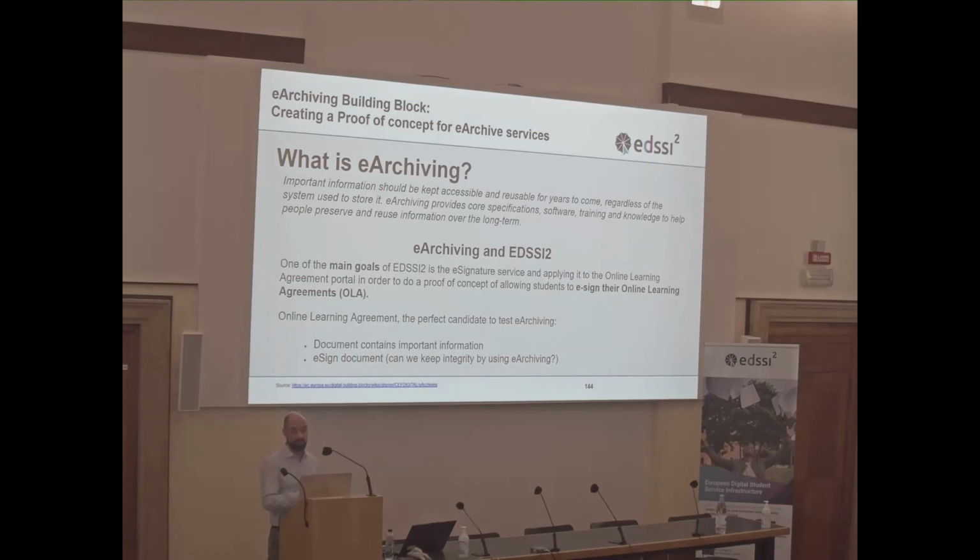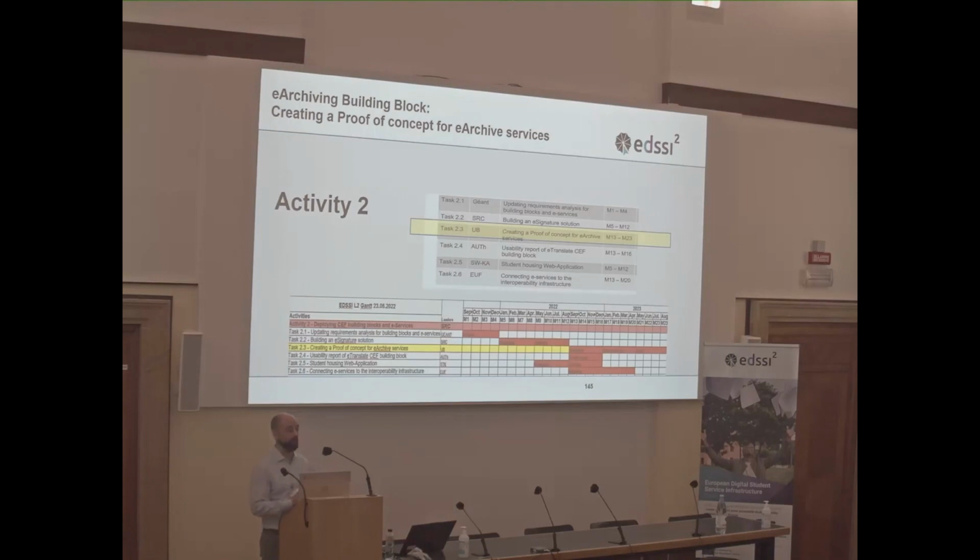So in order to make a proof of concept, we took the online learning agreement, the OLA. And why OLA? Just because it has important information, and it is a digitally signed document. We want to push it there. We want to know if we can keep integrity. Remember, Stefan talked about authenticity, reliability. Remember the last point, it was integrity. Can we be sure that the information within the document will be the same in the years to come? Maybe the eArchiving building block can help us to achieve that.